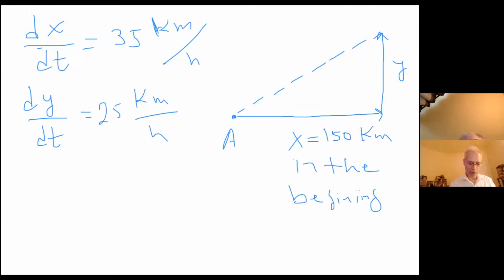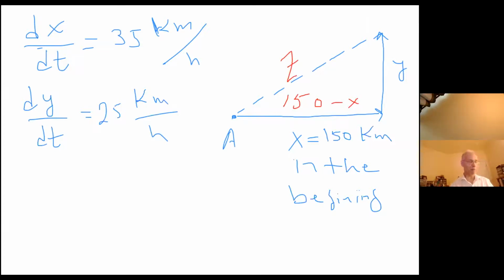So what does that do to our problem? That means that the horizontal side is going to be 150 minus x. So in the beginning, they're 150 kilometers apart, but ship A is moving to the right, it's moving east. And ship B is moving north, going up. So far, so good. If the horizontal is 150 minus x, and we call the vertical y, let's call the hypotenuse z. Okay, that's good enough.